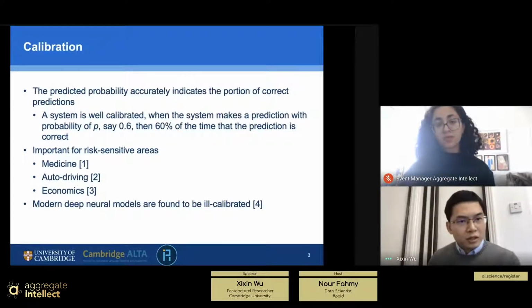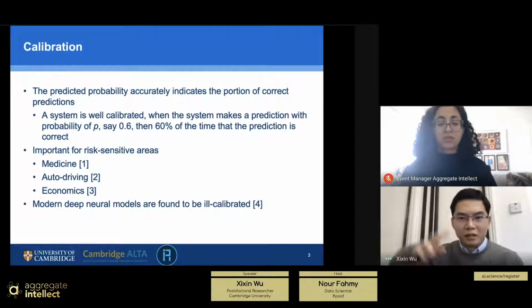So what is calibration? I assume some of you may not be familiar with this, so I will briefly talk about it in an intuitive way. If a system is well calibrated, that means the predicted probability accurately indicates the proportion of correct predictions. If a probability P is predicted, say 0.6, then for the samples associated with this prediction, 60% of the time the prediction is correct. So basically, if the system says I'm confident with this prediction and my confidence is 0.6, then in future testing of this prediction, 60% of the time it is correct.